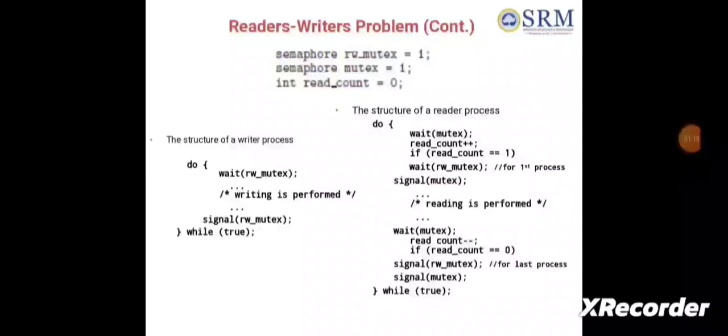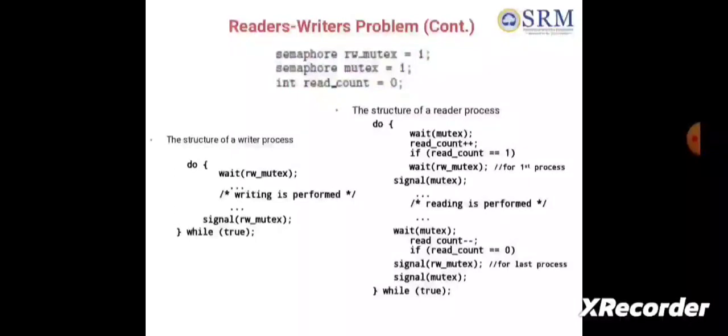Let us consider the first reader process is reading the data. Hence, it enables the mutual exclusion. Then it increments the read count value. If this is the first reader process, then the read count value is incremented to 1. And now we check whether this is the first reader process. If read count is equal to 1, then this is the first reader process.